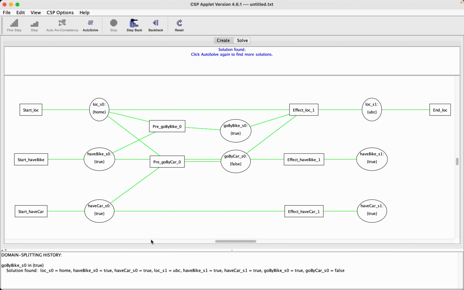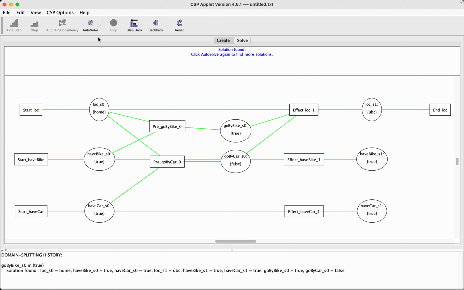When we try auto solve, we see a solution where the person is at home, has bike true, has car also true, and the location required at the end is UBC, the university, and go by bike. If the person goes by bike, then he cannot go by car. So in this scenario, when it is true, it is also false.